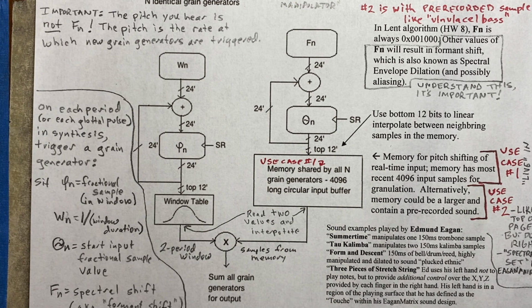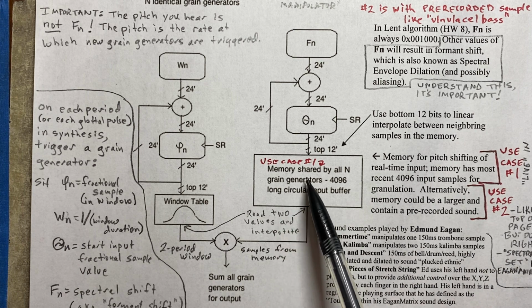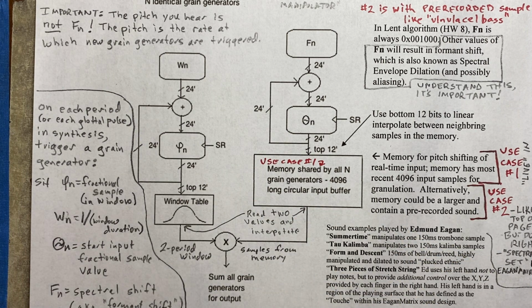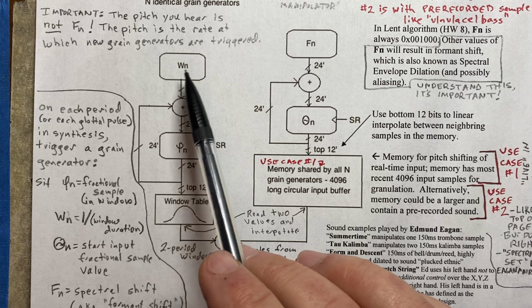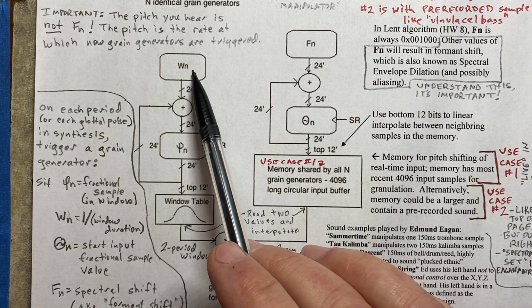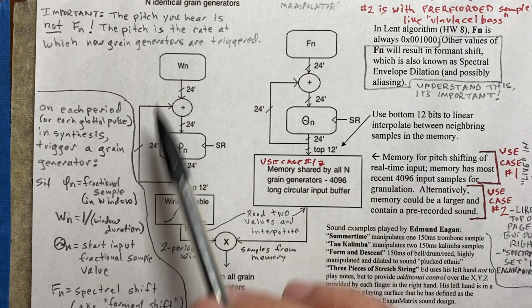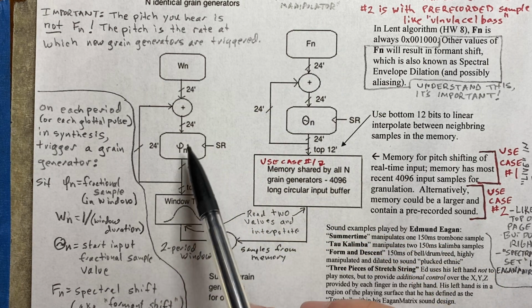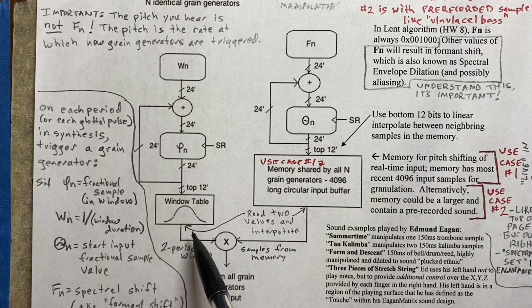So basically, this whole thing makes a windowed segment of whatever is in memory. It's making a windowed segment of some part of this. So let's look at the left side here first. This thing here, WN, is for the window, that's the increment, kind of like Fn, right? You recognize the structure as a phase oscillator, so this is the increment that you're going to take through the window table.